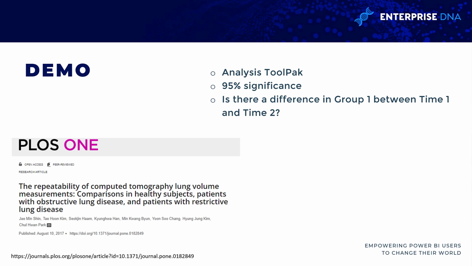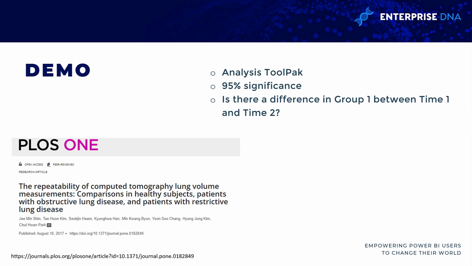We will be testing at the 95% significance level, and we will be using a peer-reviewed data set from PLOS ONE. Basically, what we want to find is whether there's a difference in the means for group 1 between time 1 and time 2. So we're basically going to try to reproduce a research study. So this data will be available to you. We're going to dive into Excel and run this paired sample t-test, and then we'll kind of regroup and go from there.